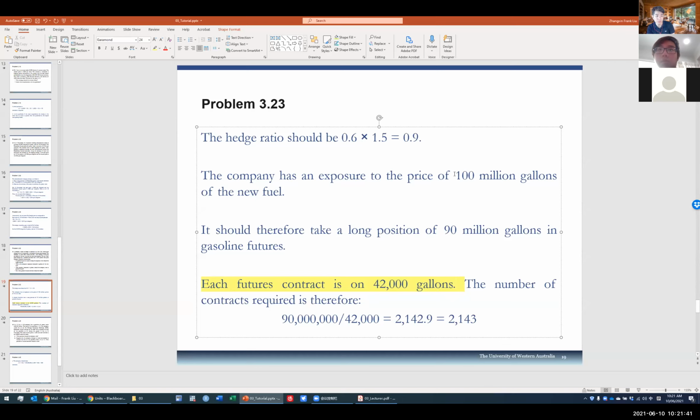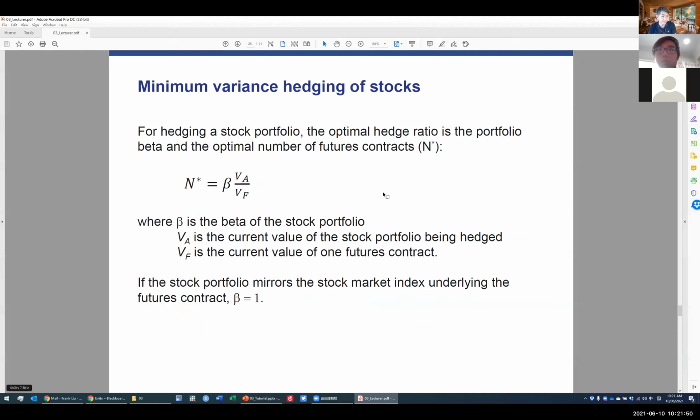The first issue is to work out, given this is going to be imperfect hedge, how many do you have to do? So that is why I want you to think about working out that number first, 100 times 0.9, and then work out how many futures contracts you actually need once you know the exposure.